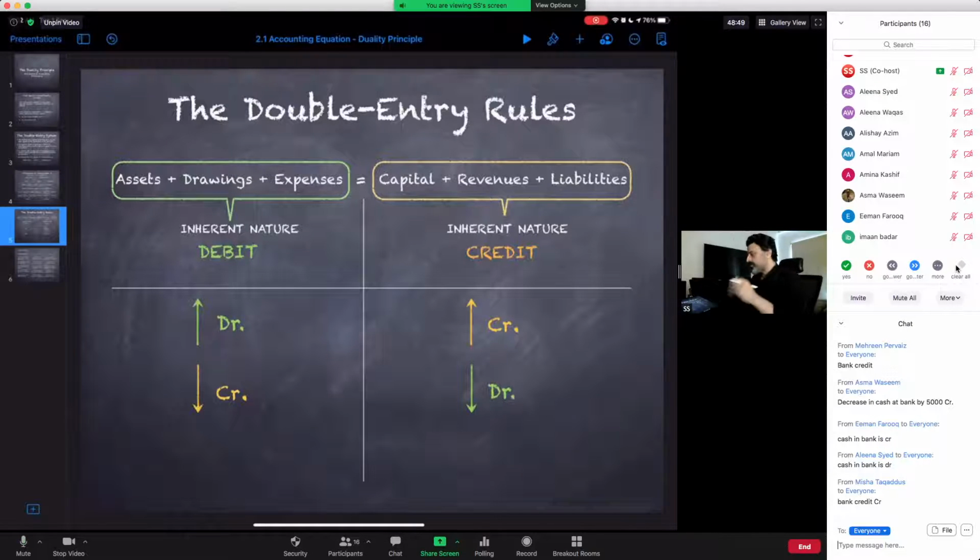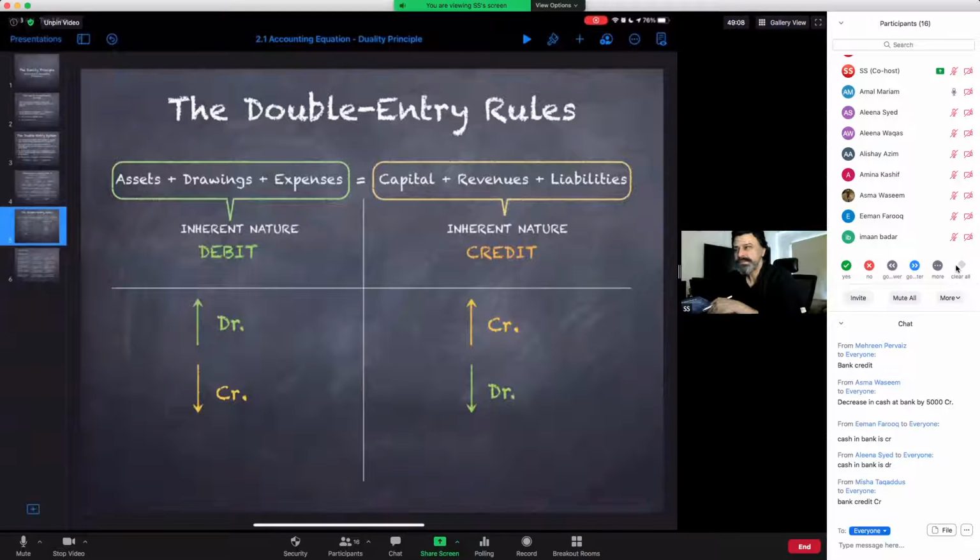So can any O-level accounting student over here identify what mistake Alina is making right now? Alina has raised a very valid point here, but that point has a problem in it. I will explain. Could I just guess? Yeah, Amal, go ahead.